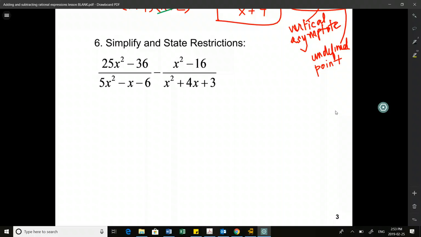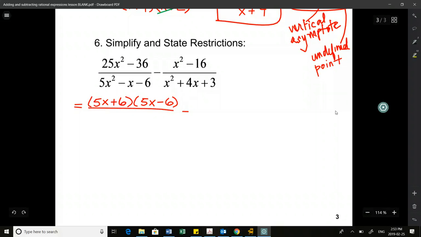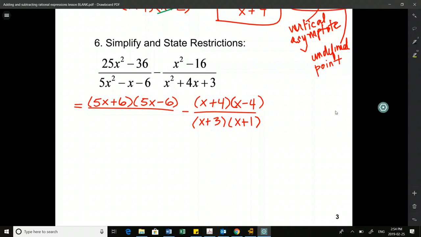Okay, so factor and common factor everything. First step always. I'm seeing a difference of squares on the top left here, which will factor into 5x plus 6, 5x minus 6. Okay, I'm going to leave that one for a second. That's factoring when a does not equal 1. This is another difference of squares, x plus 4, x minus 4. This one's factoring when a equals 1, so I think we get 3 and 1 for the numbers here.